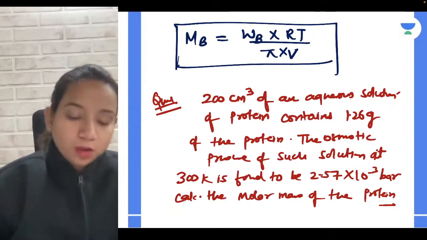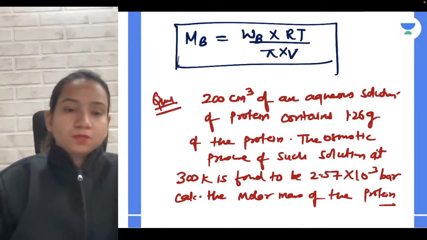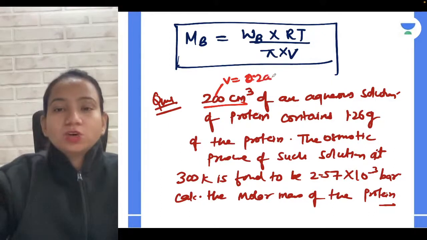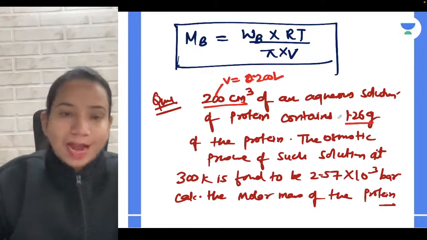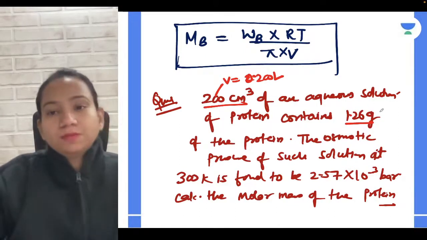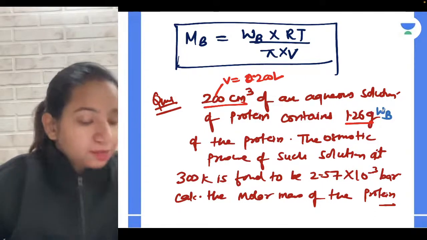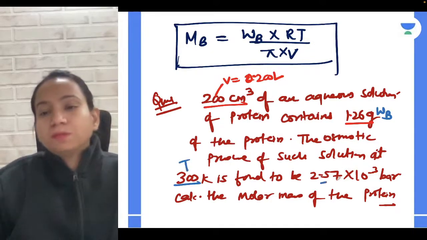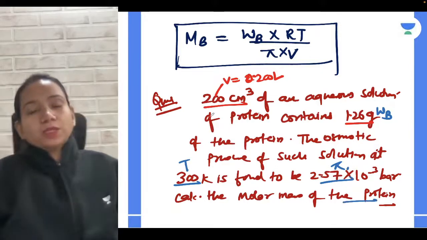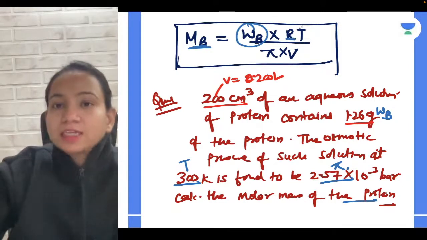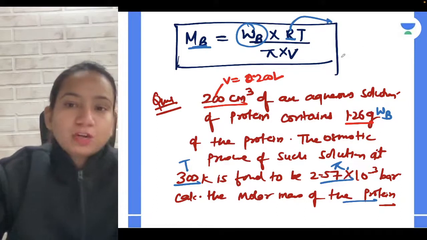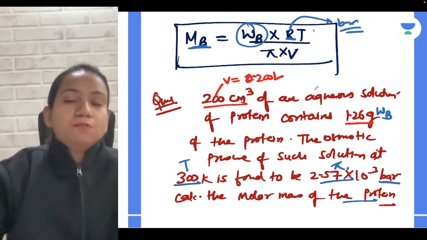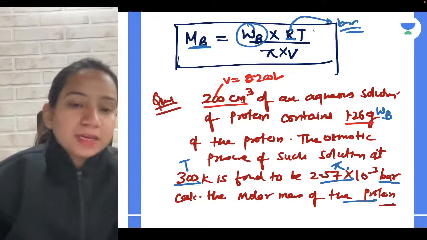So you know that 200 centimeter cube is given to you, which is nothing but the volume, which you can write as 0.200 liter also. It contains 1.26 grams, so they have also given you the mass of the solute. The osmotic pressure is given, temperature is given, pi is given, and you have to calculate molar mass. So WB is given, and R I can utilize according to the pressure unit they are talking about. They are talking about osmotic pressure in bar, so I have to take R in bar units only. T, pi, V, everything is given, so I'll just be multiplying it.